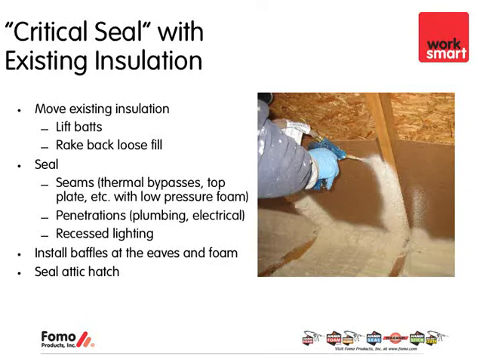First off, the critical seal with an existing insulation. What we're really talking about here is moving your existing insulation. It could be lifting the fiberglass batts. It could be raking back the loose fill fiberglass or cellulose and exposing the actual attic floor. After you expose it, you find the areas that need to be sealed. These typically will be areas like seams, thermal bypasses, top plates. It could be penetrations such as your plumbing and electrical penetrations. Most commonly, it could be recessed lighting. These are the areas that you want to take foam and seal and prevent any air leakage coming from the second floor, first floor of the house coming up through the attic.